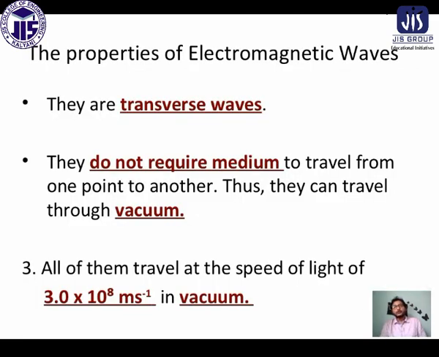Now we need to know some properties of electromagnetic waves. We can say that electromagnetic waves are transverse waves, and they do not require any medium. It means whenever these waves, electromagnetic waves as light, are traveling from one place to another, it doesn't matter if there is any medium or not. So it can traverse without any medium.